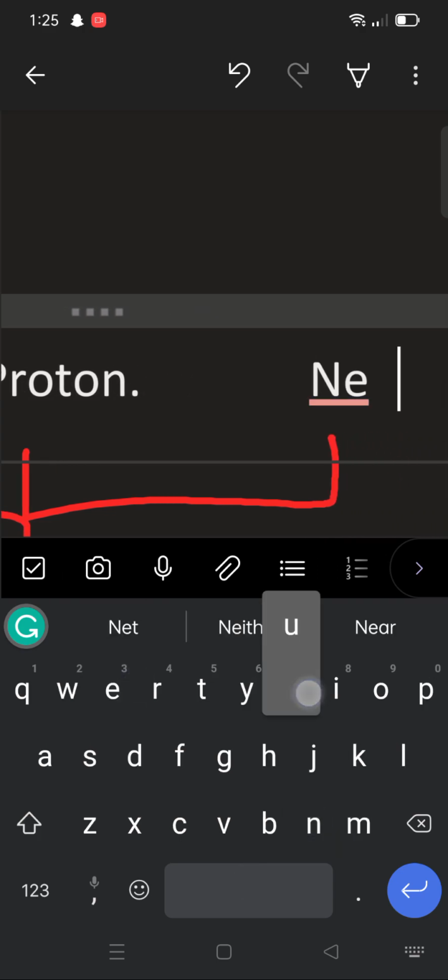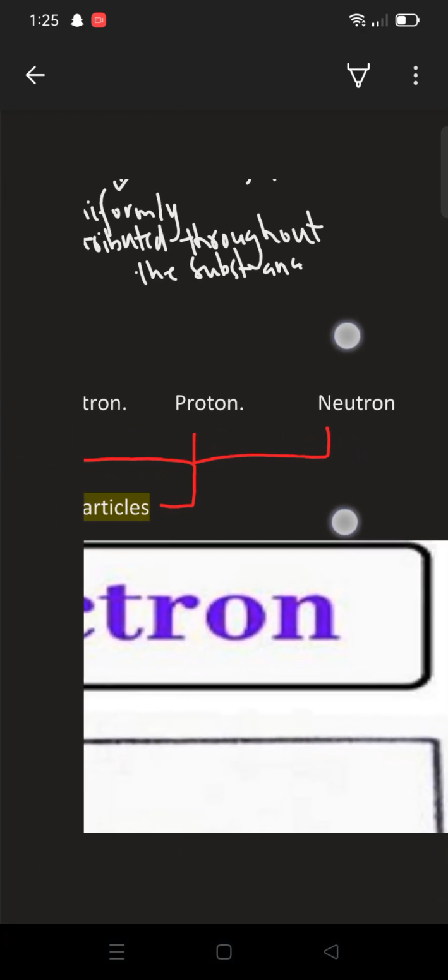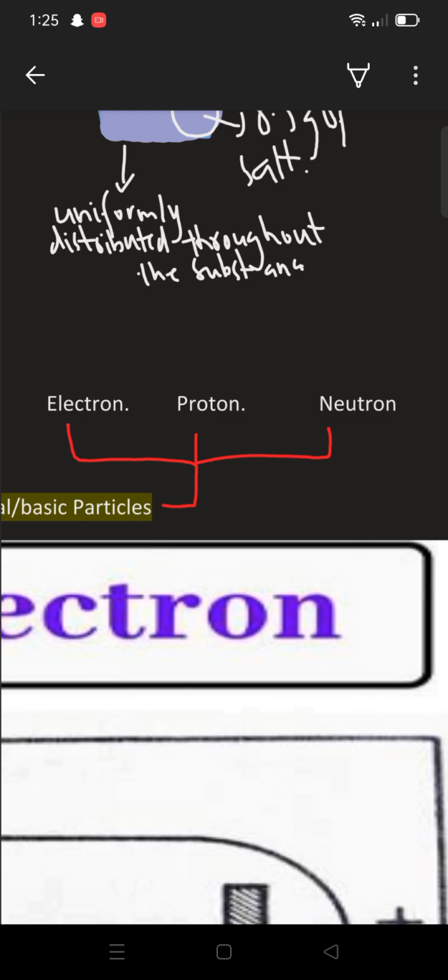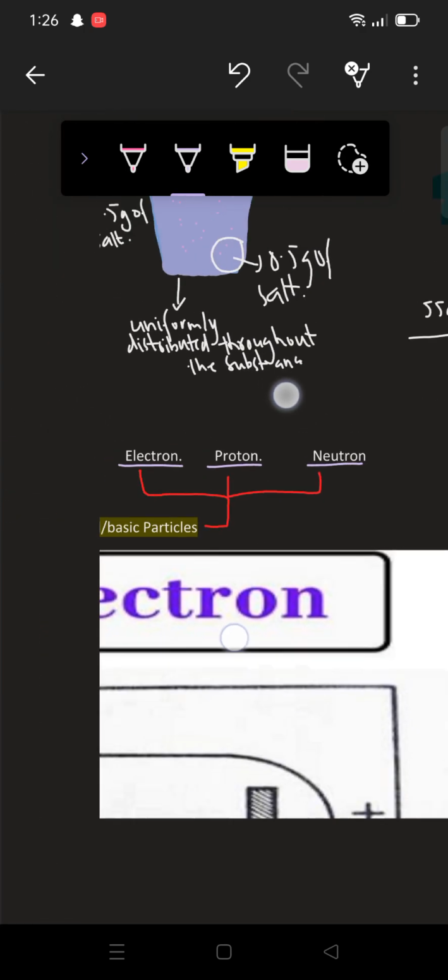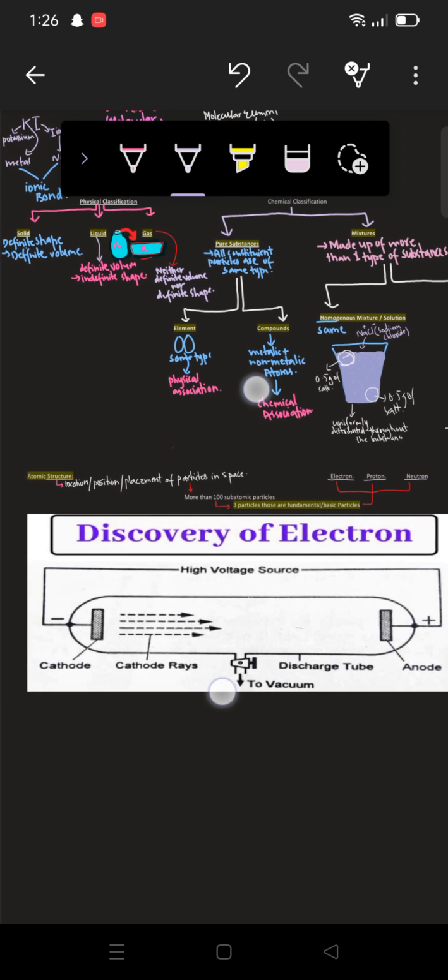Initially we considered the electron as a wood particle since it is lighter than all. Then proton, we consider as a concrete particle, and we consider neutron as an iron particle since it was heavier than both of these particles. That's why we consider neutron as an iron particle, right? These are three fundamental or basic particles of the atom.